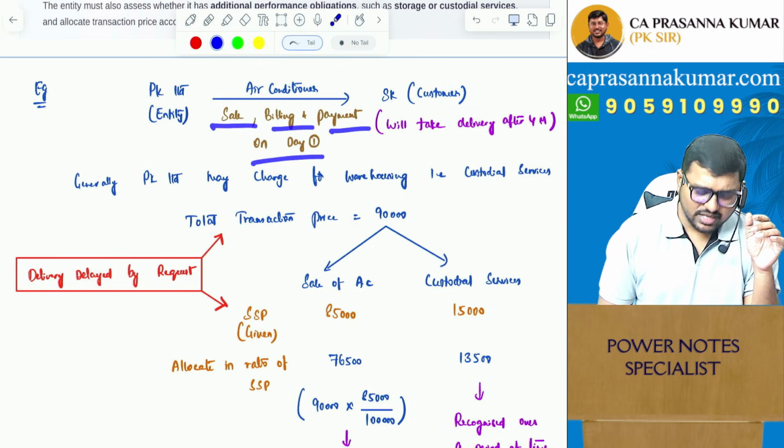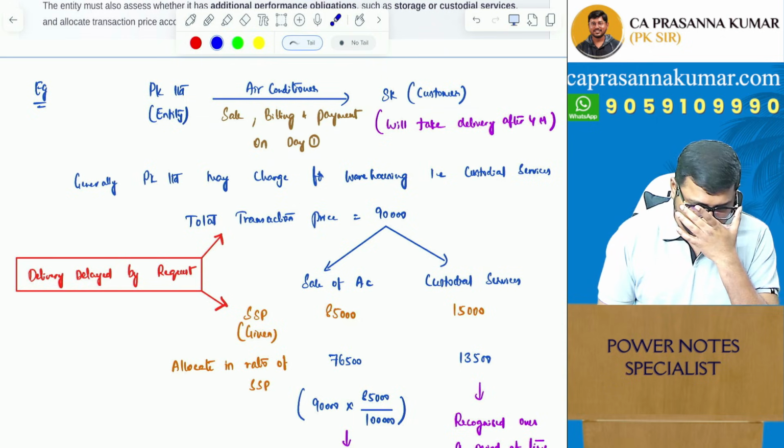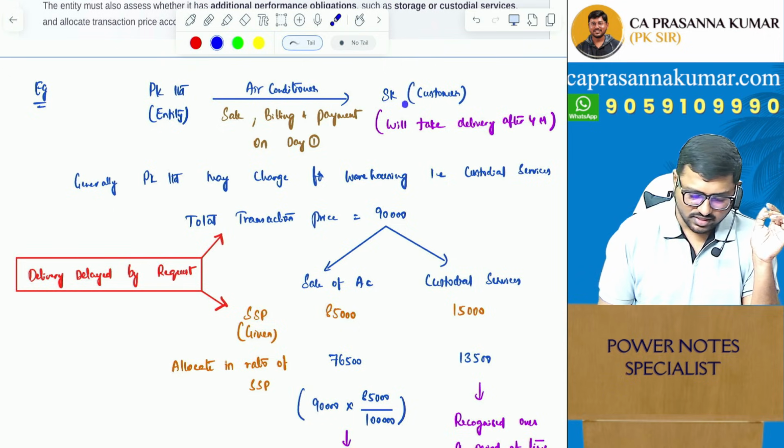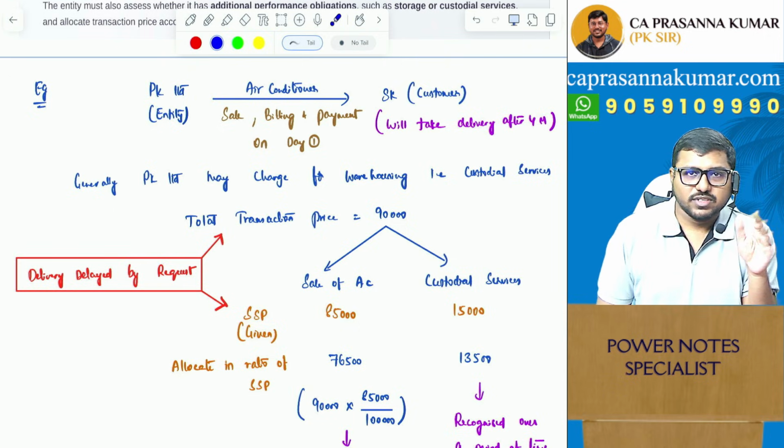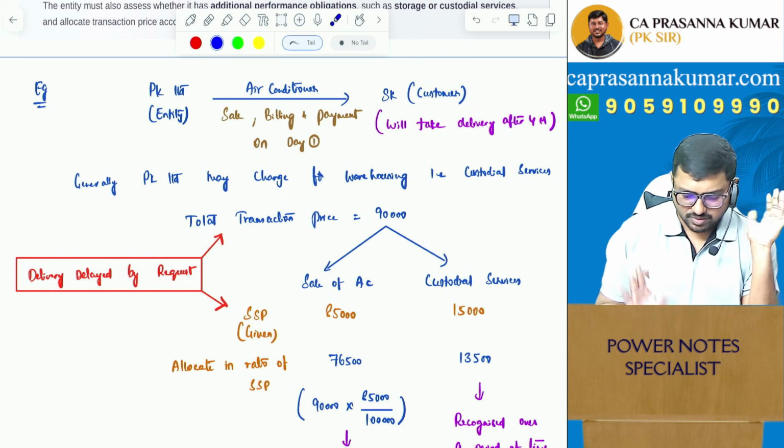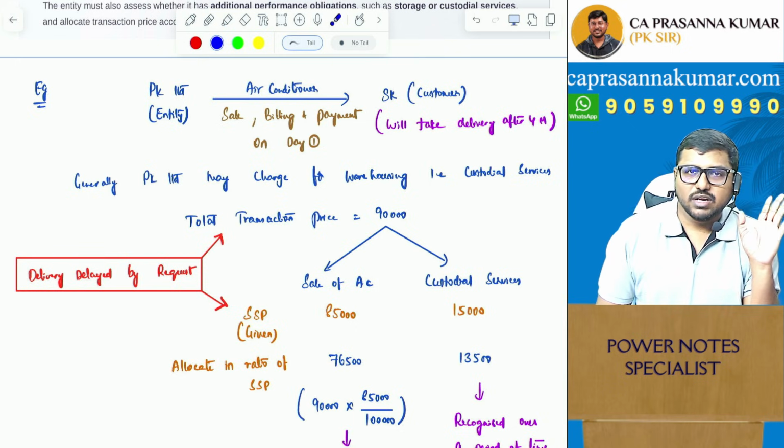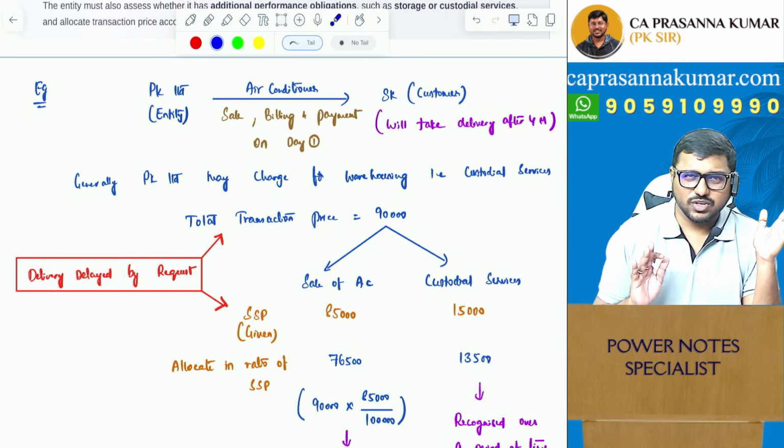Sale, billing, payment, everything happened on day one itself. But the only thing that is missing is physical delivery. The customer says, I'll not be taking physical delivery now. I'll take it after 4 months. That is the problem. That's where all the problem comes. If he would have taken delivery on day one, then everything is very simple. You would have recognized revenue on day one.